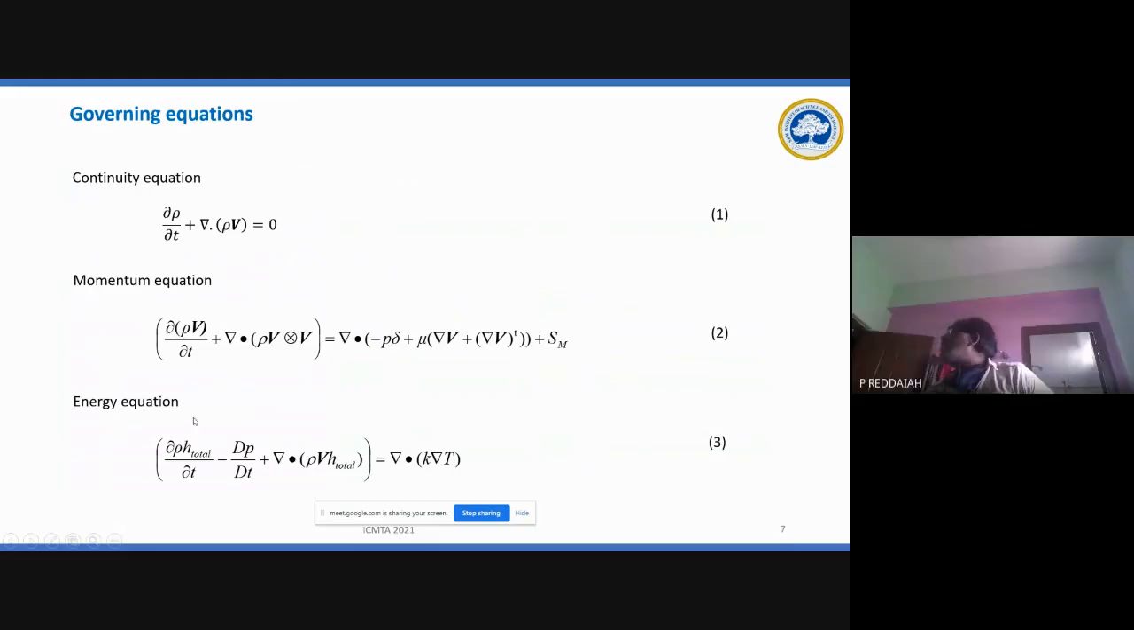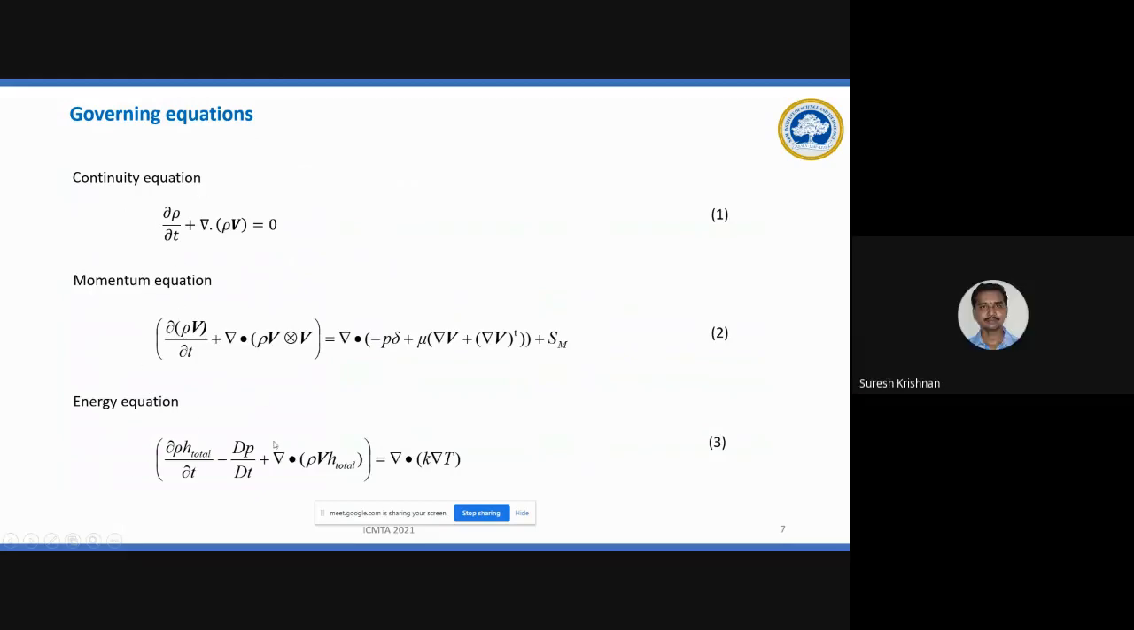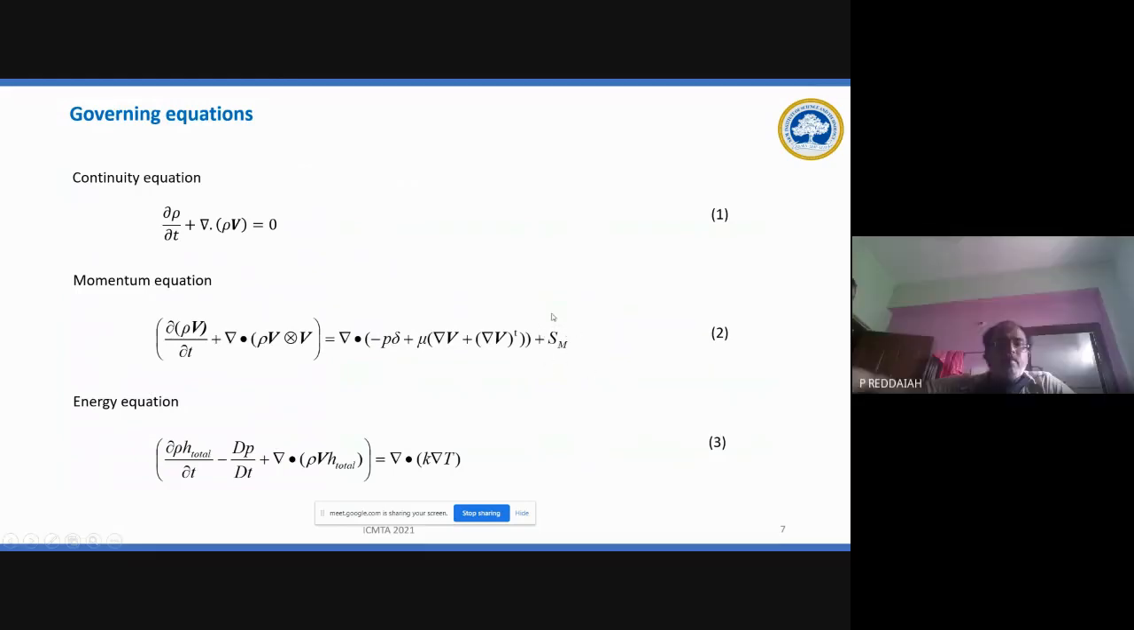The governing equations are, this is the governing equation we have solved. One is continuity, momentum, and energy equations. Here we introduce some source term.